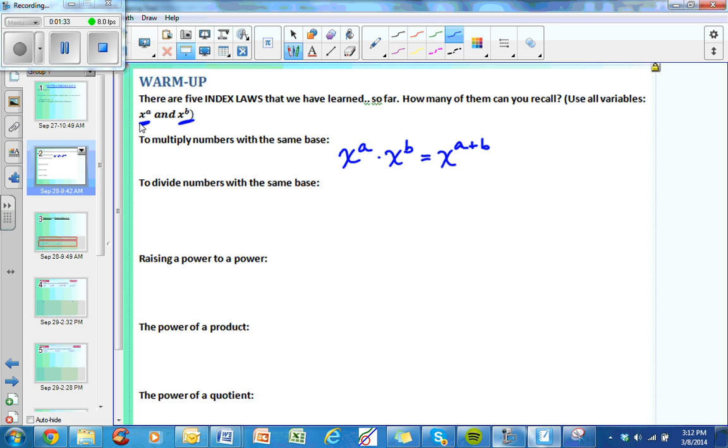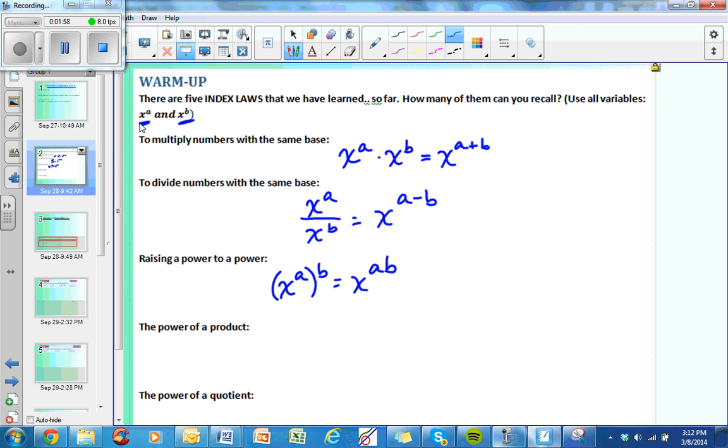Okay, I hope you paused it and actually did this work, so you're checking it. If we're dividing numbers with the same base, X to the A by X to the B, it is X to the A minus B. We subtract the exponents. When we raise a power to a power, such as X to the A to the power of B, it's X to the A times B.